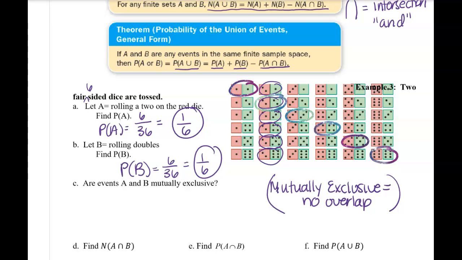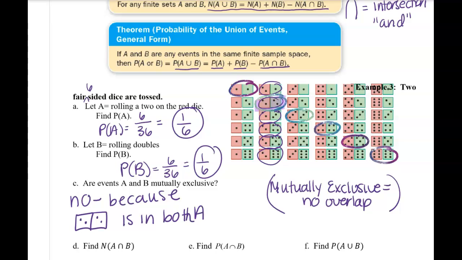So are A and B mutually exclusive? And the answer is no. And that's because right here, this dice roll is in both events. So it's in A and B. So they're not mutually exclusive because this one where it's 2, 2 is in both A, oops, I forgot an H, and B. So mutually exclusive is there's nothing in both events or there's no overlap.